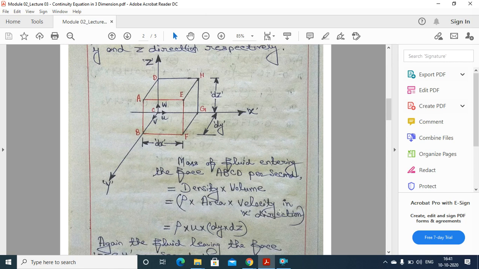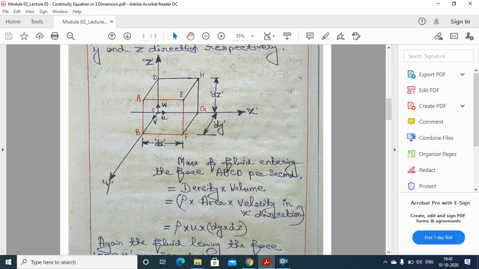Okay, rho into area into velocity in x direction. Now, area into velocity in x direction. So velocity will be here u, because u is the inlet velocity component in x direction. So rho into u. Now area will be here dy into dz.